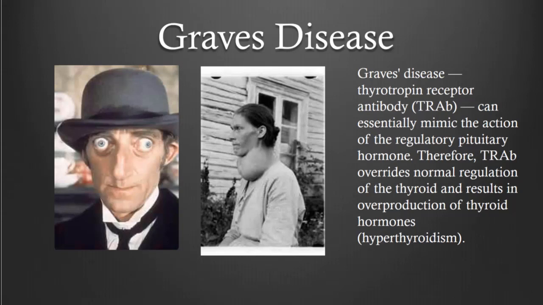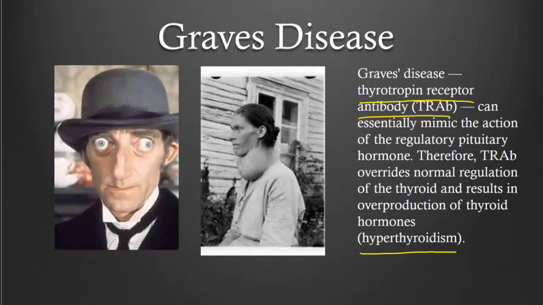You have thyrotropin receptor antibody. It's an antibody, you know what that is. It's a protein that helps you fight off pathogens, part of your immune system. But this protein can mimic the action of TRH in the anterior pituitary. So it acts like TRH, and all of a sudden we get abnormal regulation of the thyroid and overproduction of thyroid hormone. So it's going to give us hyperthyroidism.